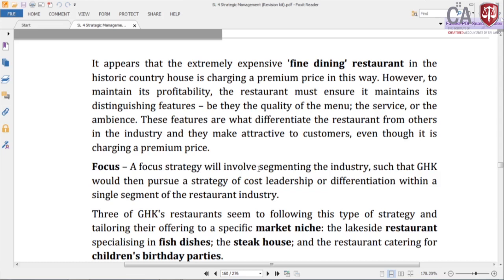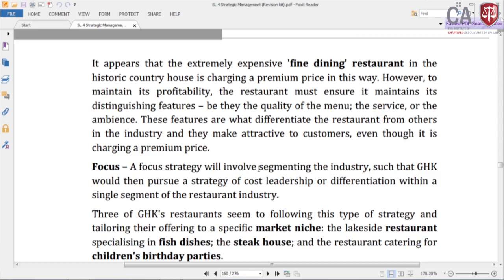Yes, we identify the same as an application of the differentiation strategy. However, to maintain its profitability, the restaurant must ensure it maintains its distinguishing features, be it the quality of the menu, the service or the ambience. These features are what differentiate the restaurant from others in the industry, and they make it attractive to customers even though it is charging a premium price.